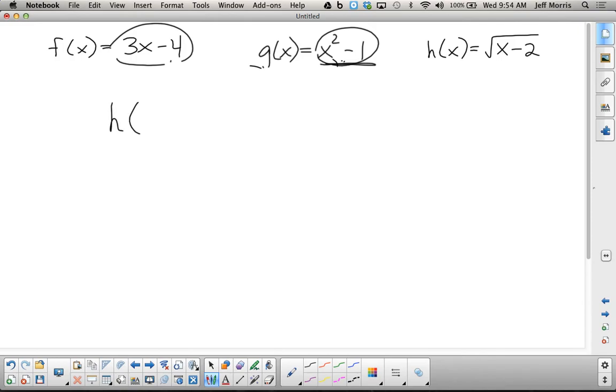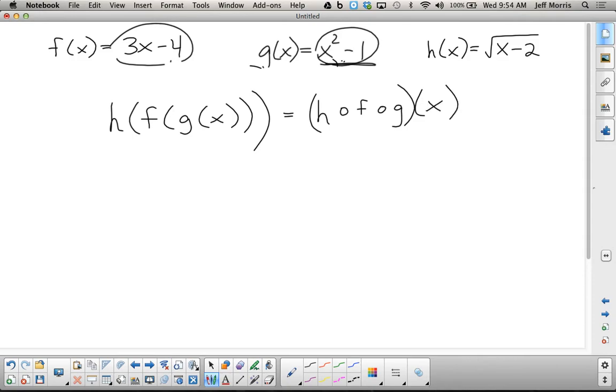Let's go with h of f of g of x. Now how would I write it the other way? We don't have to put it this way, but tell me how I'd write it the other way. It'd be h circle f circle g of x. Really, if you just get the idea that those circles just get replaced by parentheses where you're just plugging in. Okay? So, try it.